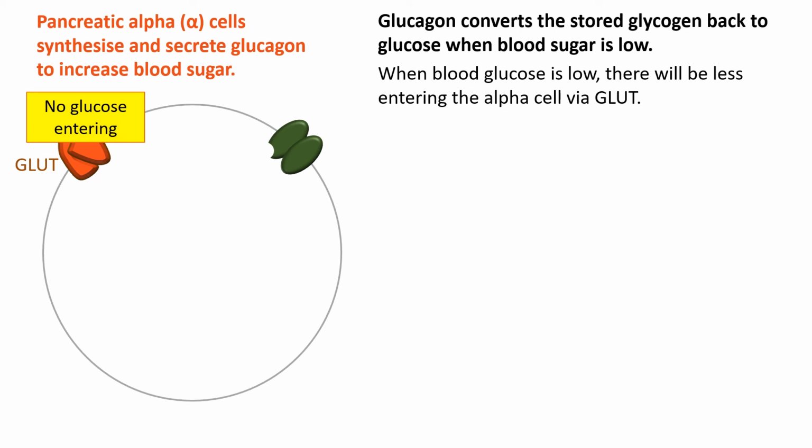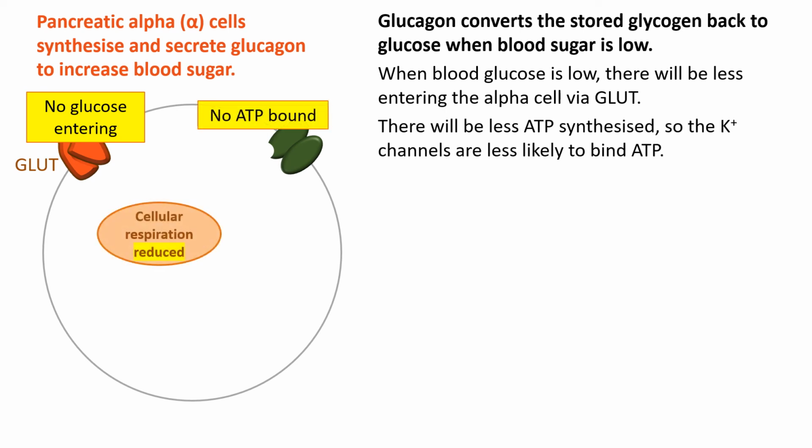So when glucose is low, because we've used it all up, we increased our GLUTs in lots of cells, they used all the glucose up, we've not eaten since, we've skipped breakfast, whatever. When the blood glucose is low, there will be less entering the alpha cell via GLUT. Remember, these have GLUT too. So there will be less entering. If there's less entering, this is going to have an impact on the availability of ATP within that alpha cell. So there will be less ATP synthesized.